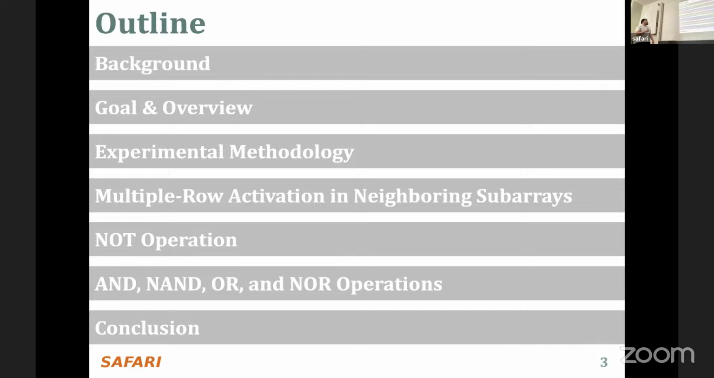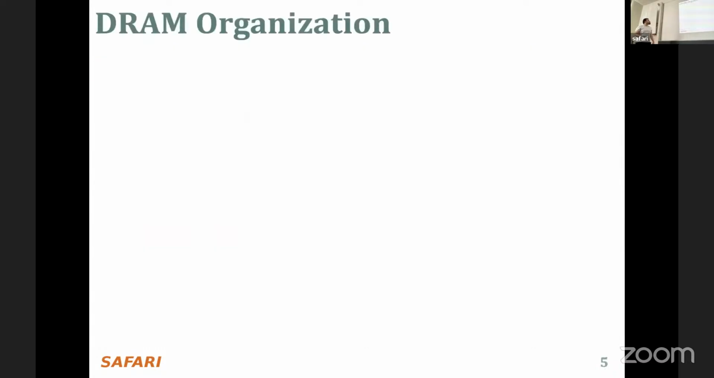So here's the outline of my talk. I'll start with a brief background, and then I'll state our goal and overview. I'll briefly talk about our experimental methodology, and then I'll show what we did in this work in 3 steps. So let's start with the background.